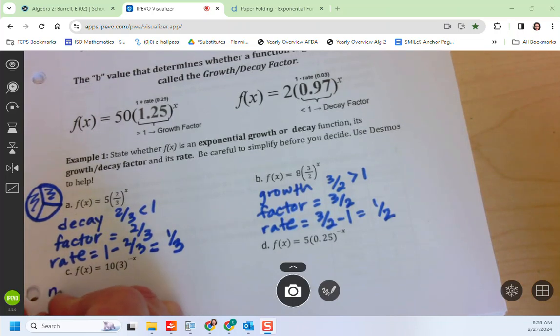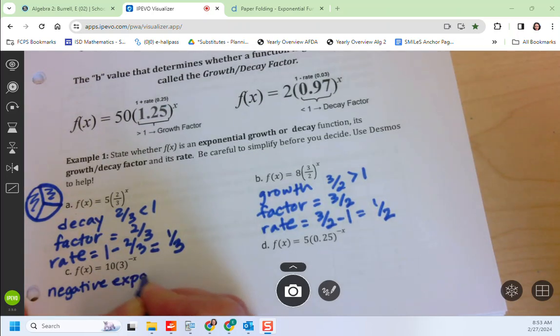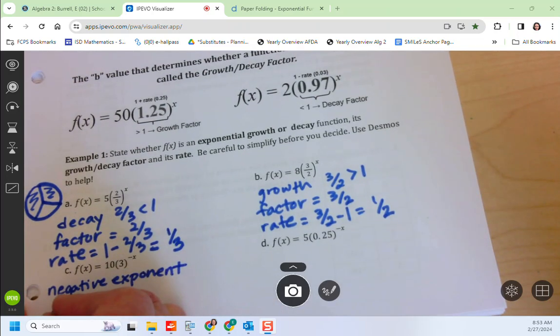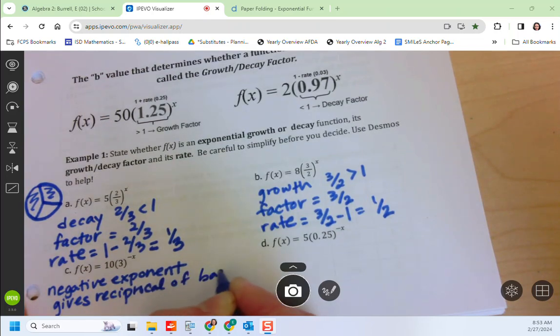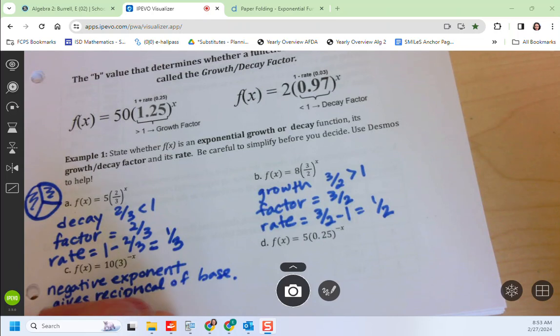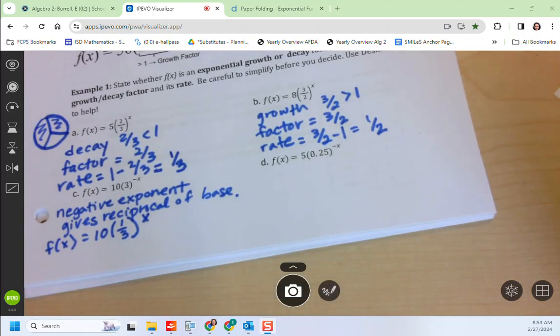So a negative exponent gives the reciprocal of the base. So this is really f of x equals 10 times 1/3 to the x. Oops, you can't see any of that. Let me see if I can move this. There we go. When you have a negative exponent, it gives the reciprocal of the base. So it's really f of x equals 10 times 1/3 to the x.